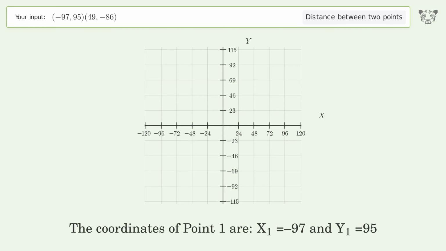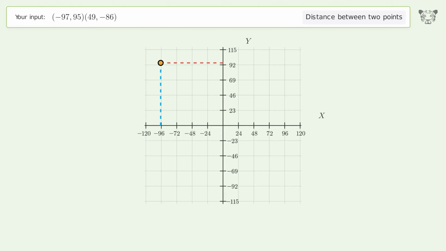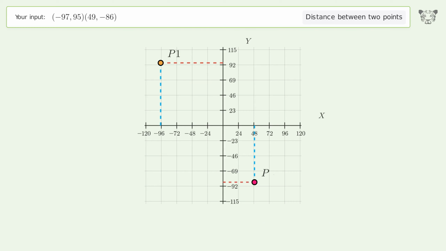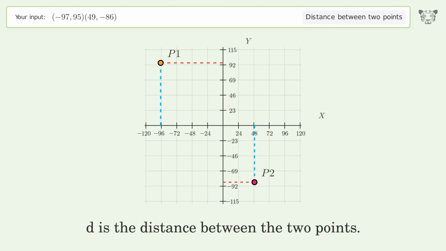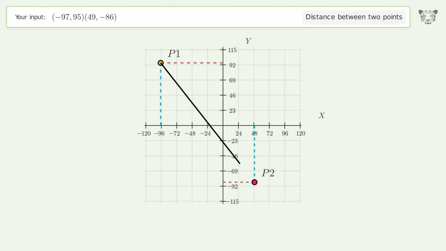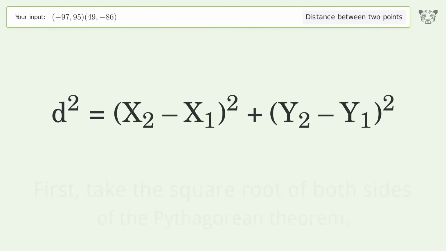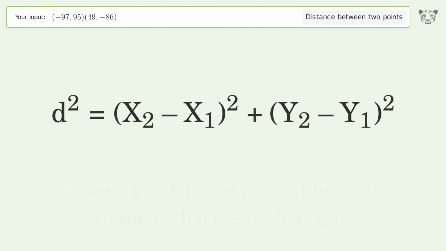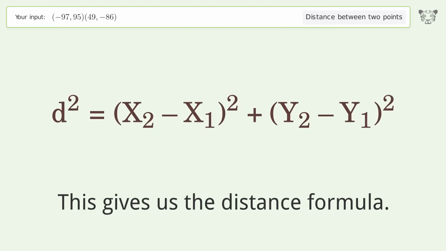The coordinates of point 1 are x1 equals negative 97 and y1 equals 95. The coordinates of point 2 are x2 equals 49 and y2 equals negative 86. D is the distance between the 2 points. First, take the square root of both sides of the Pythagorean theorem. This gives us the distance formula.